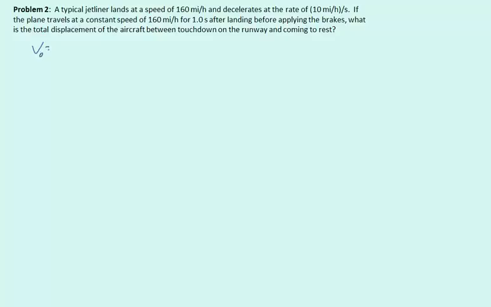We know that our initial velocity is equal to 160 miles per hour and that our final velocity will be 0 since the plane is coming to a rest. And we're given our acceleration, which is negative 10 miles per hour per second. We see that our acceleration is a negative value because in the problem it says the plane is decelerating. Again, our units are given in miles and hours.